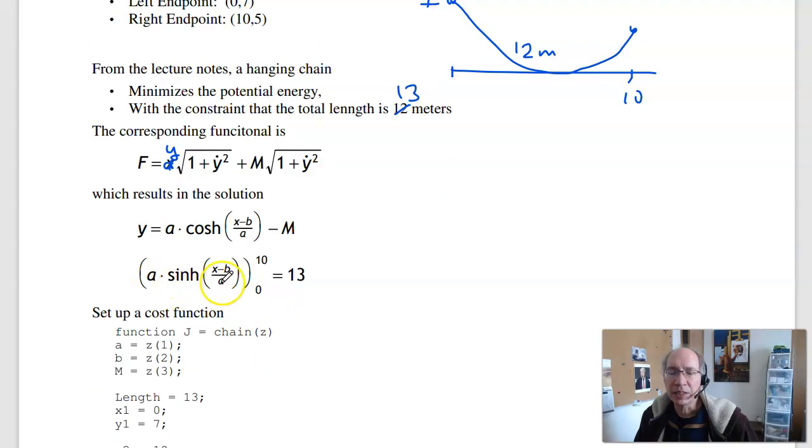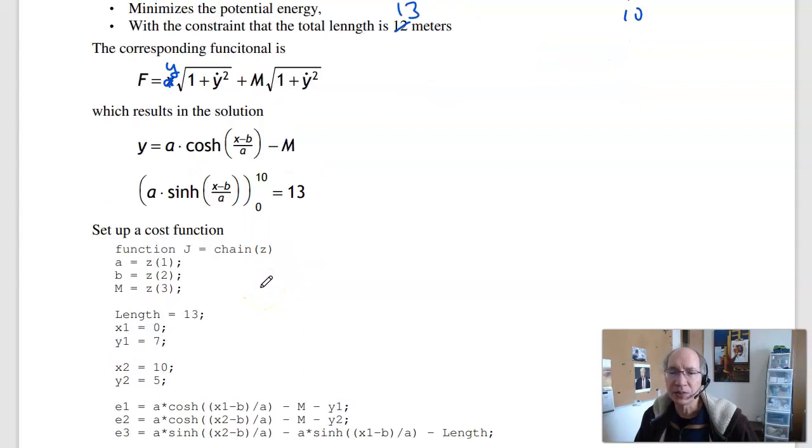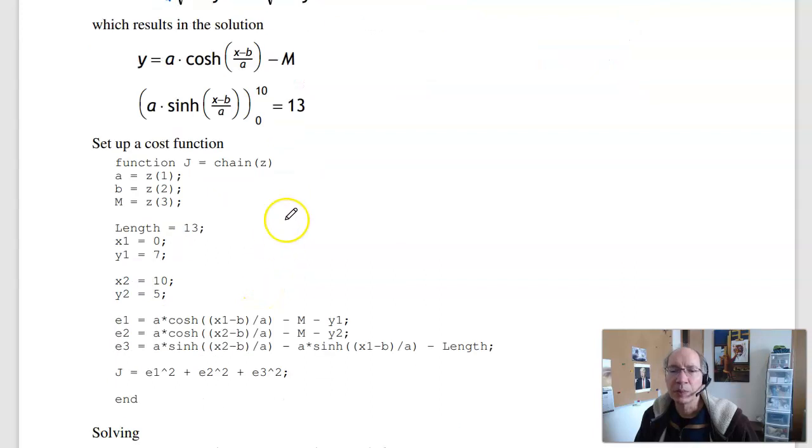In addition, the length is fixed, so the integral between 0 and 10 has to be 13. These are the three constraints. So what I'm going to do is set up a function in MATLAB. I'm going to guess A, B, and M. If I guessed correctly, then this equation works at the left endpoint. This equation works at the right endpoint, and the length of the chain is 13.